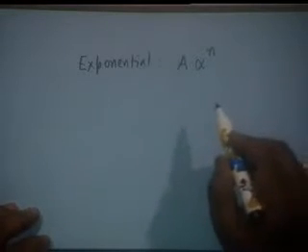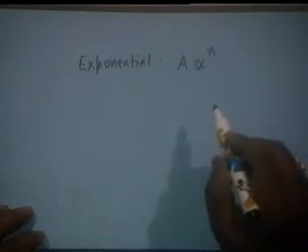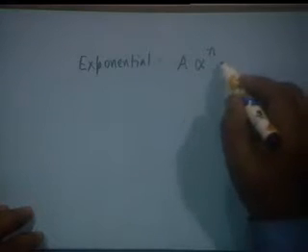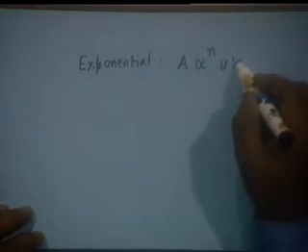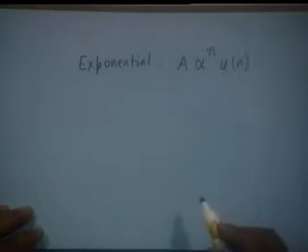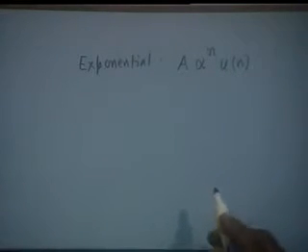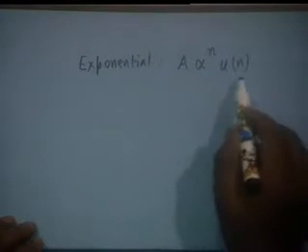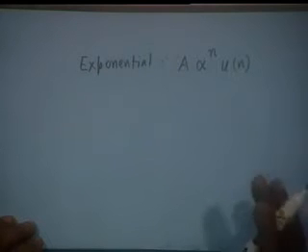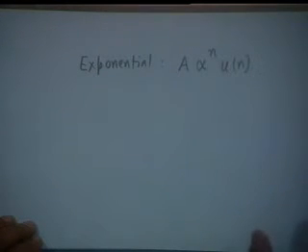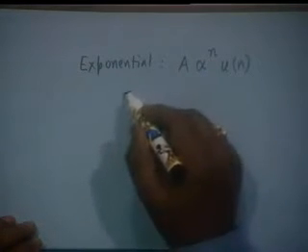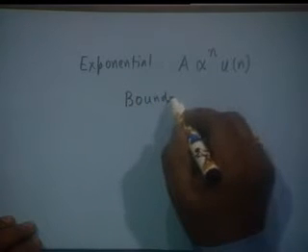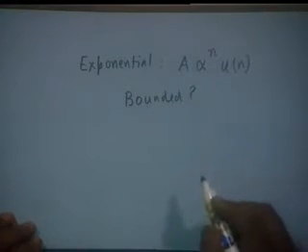Now, if this extends from n equal to 0 to infinity, the way to ensure this is to multiply this by u of n. U of n is 0 for n less than 0, and it is 1 for n greater than or equal to 0, and therefore, this ensures that this is a right sided signal starting from n equal to 0. Is this a bounded sequence?